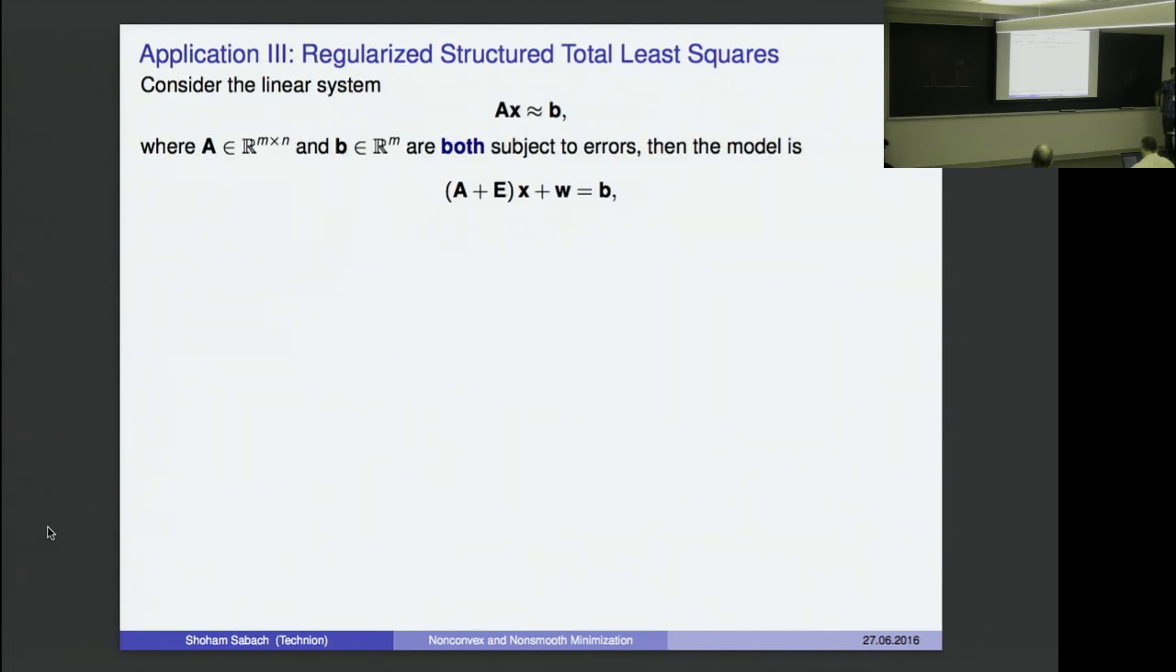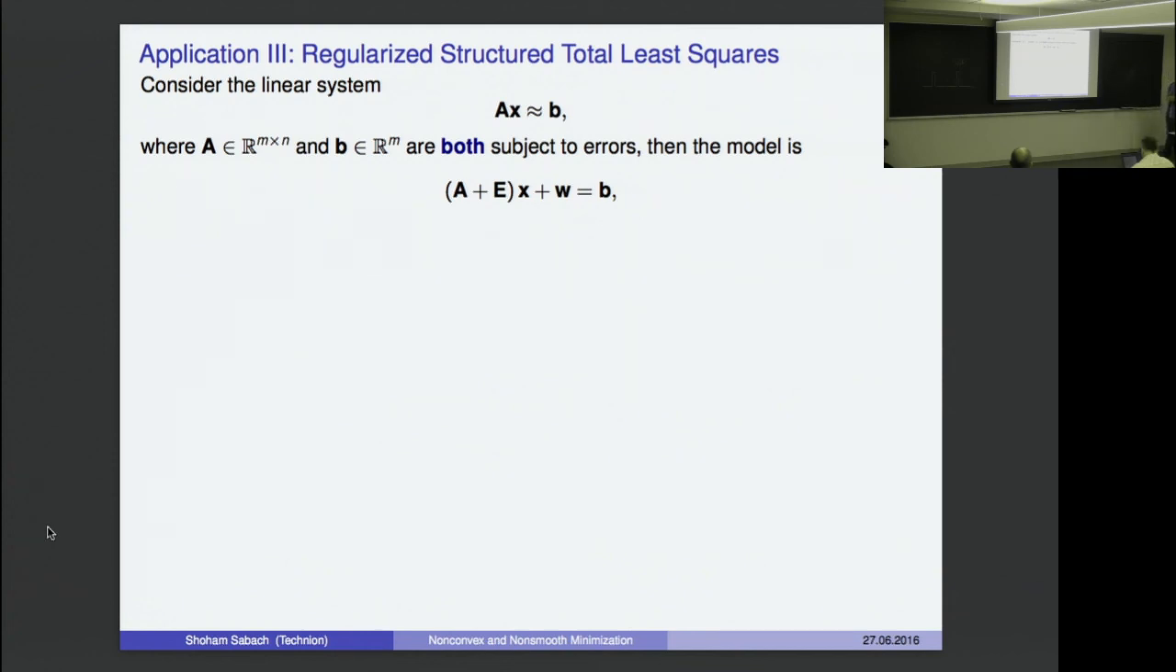Okay, the last application that I would like to discuss is on the regularized structure total least squares. I'm not sure that you are all familiar with this application, therefore I will give a short introduction. What is this problem? In order to do that, we will need to see a few classical models for approximating linear systems of equations.